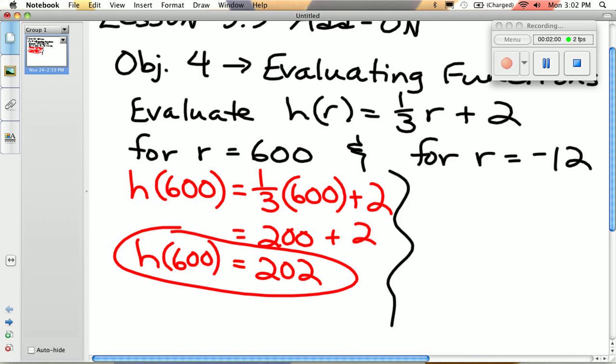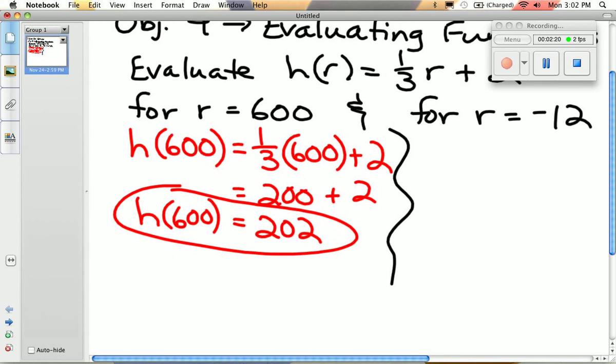So which one of those numbers is going in the domain? The 600, if we were going to write the domain for this, one of the numbers that would be in the domain is 600, and then what's going to be in the range because of 600 being in the domain? 202 would be in the range because of 600 being in the domain. So now let's do it when we have h of -12.